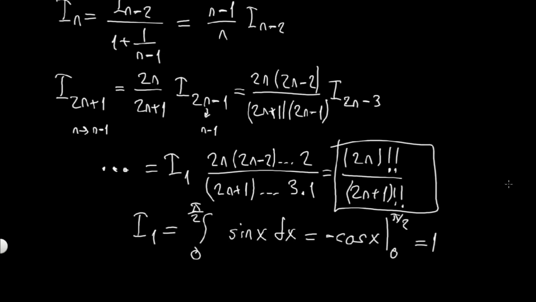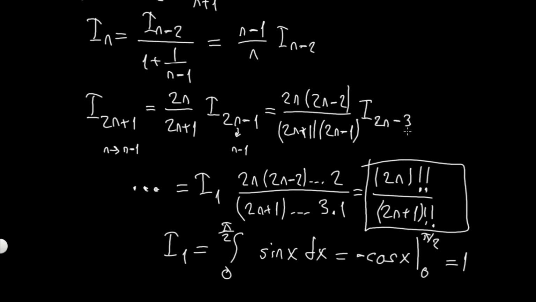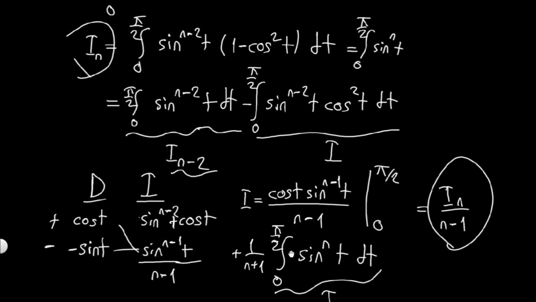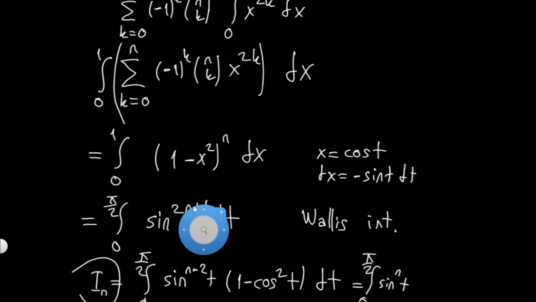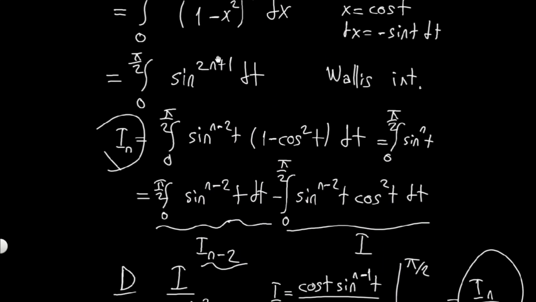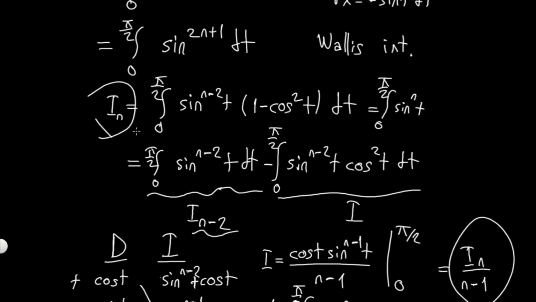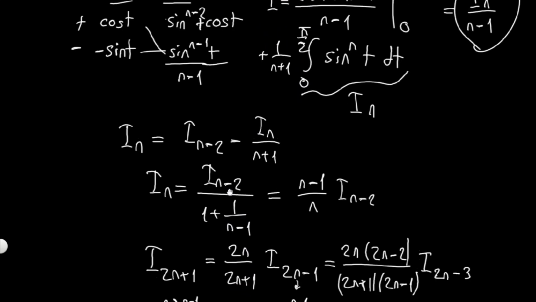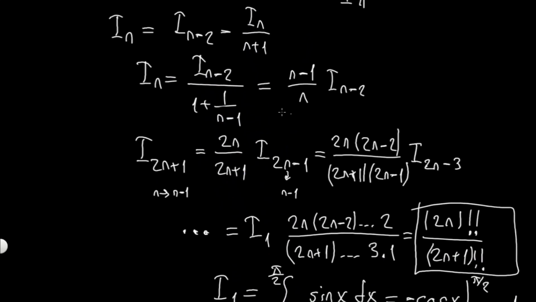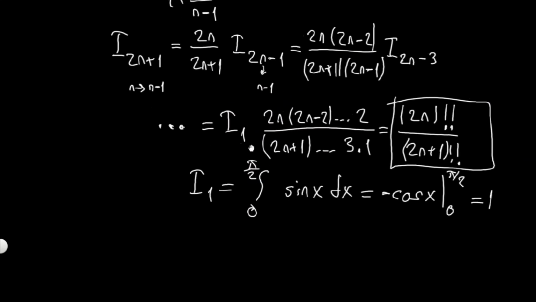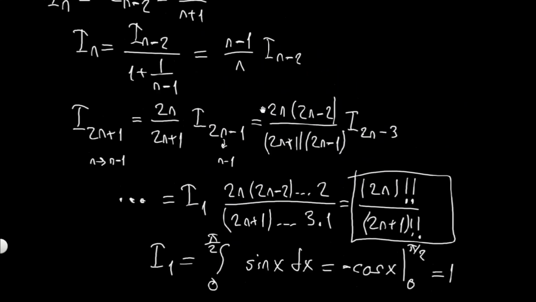So I solved for sine 2n plus 1. What did I do? I first expressed it in terms of this integral. Then I solved the general form. I found the recurrence relationship for I_n. And then I said, well, I can't just solve it for I_n, but I can do it for even or odd ones. I needed just the odd ones. So I solved for this. So this will be my answer.